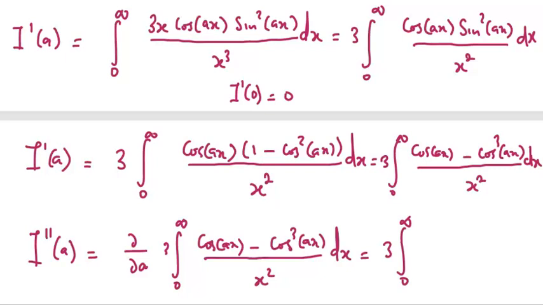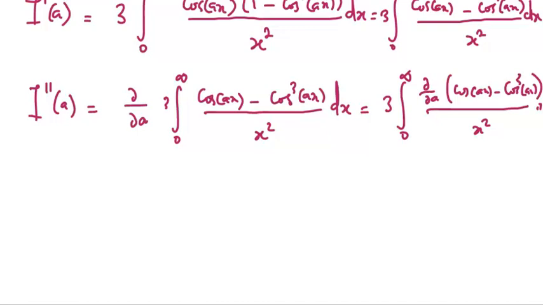So I think that is not going to be enough. So let's put something really nice down first. So cosine of ax minus cosine cubed of ax, over x squared. Don't forget our dx somewhere there.